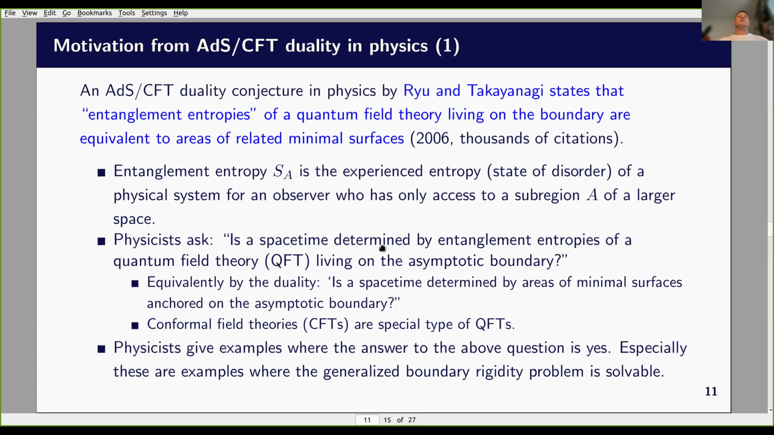Interestingly, physicists actually give examples where the answer to the above question is yes. So by this equivalent characterization, they give examples where the generalized boundary rigidity problem is solvable. There are not many examples, but there are still a few examples. And maybe our community can somehow help the physics community in this aspect.